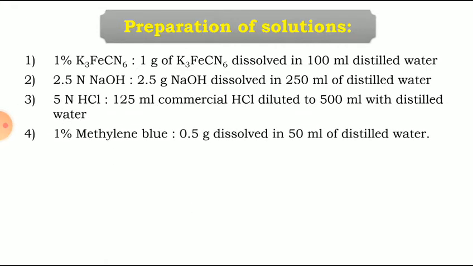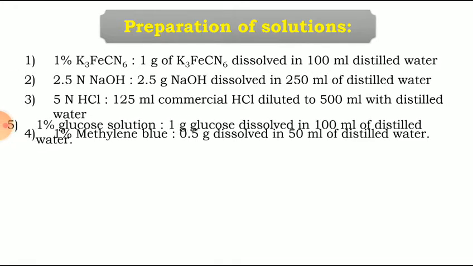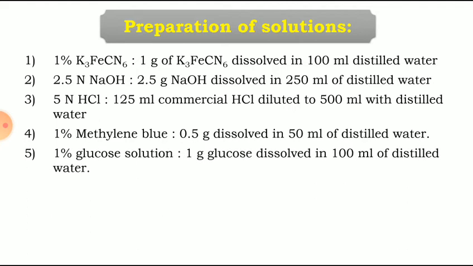Fourth one, 1% methylene blue. This is the indicator. For that, we have to weigh 0.5 gram of methylene blue powder and dissolve into 50 ml distilled water. That will be the 1% methylene blue indicator. Fifth one, 1% glucose solution. For that, we have to weigh 1 gram of glucose and dissolve in 100 ml of distilled water. It will be 1% glucose solution.